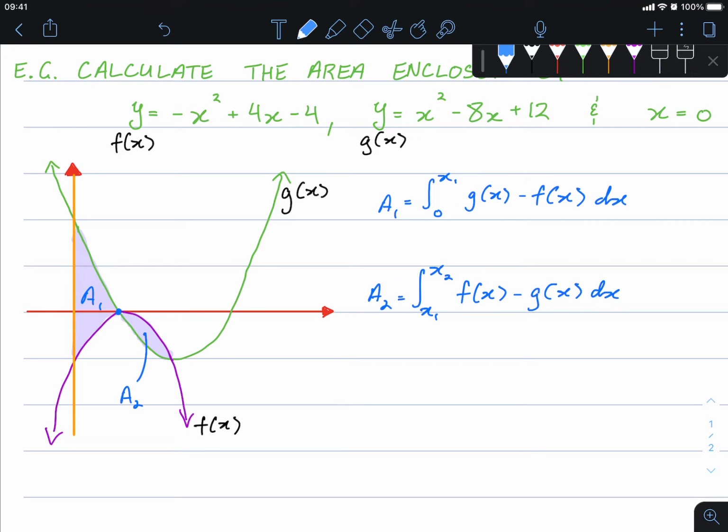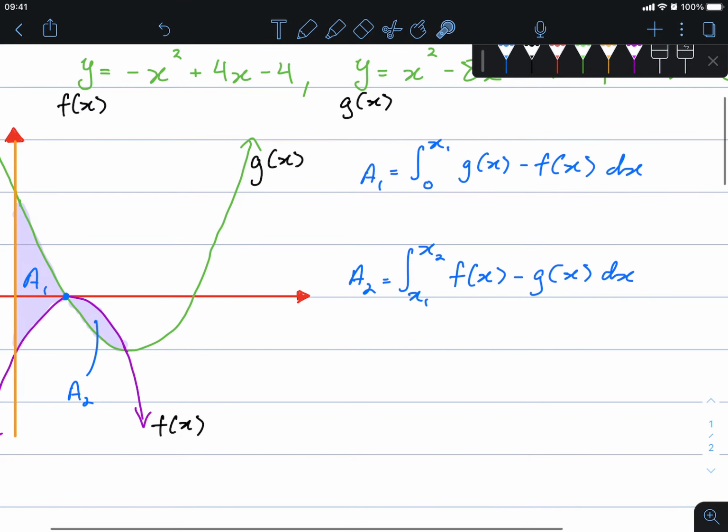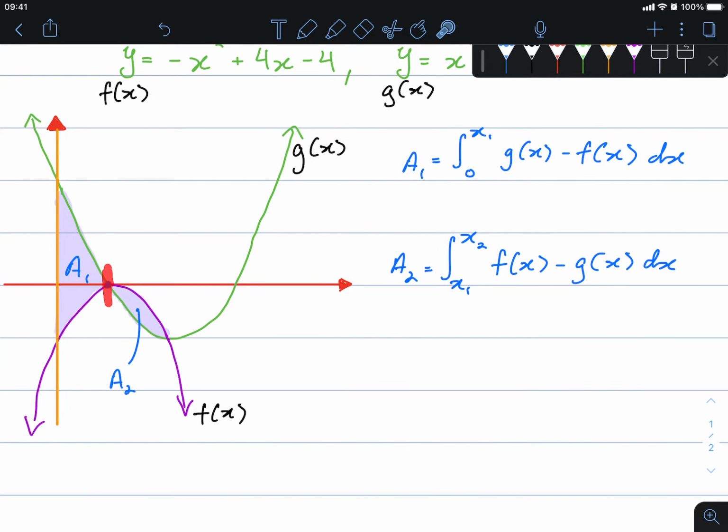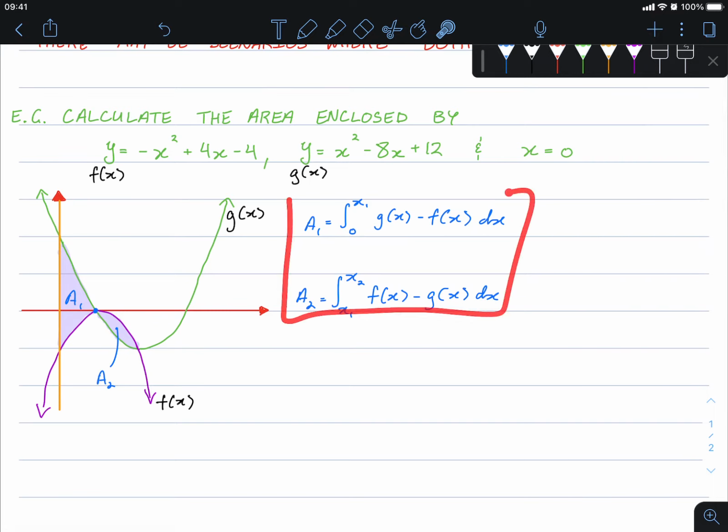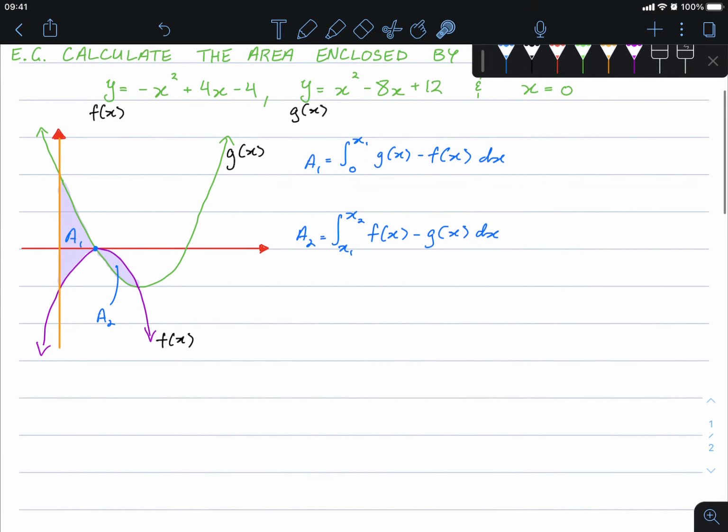And the reason why they switch, just to highlight it again, remember it has to be the top function, in this case f of x, minus the bottom function. From this interval, f of x is above and g of x is below. But the previous interval, g of x is above and f of x is below. Hence why we have separate areas that we need to calculate. And notice how we have two different intervals we need to integrate.